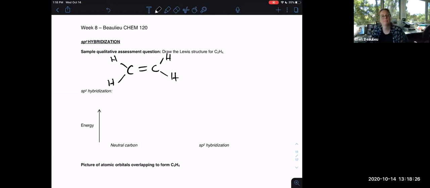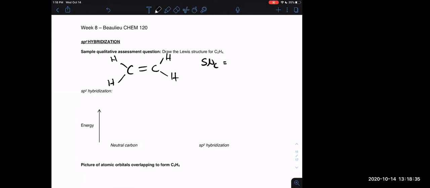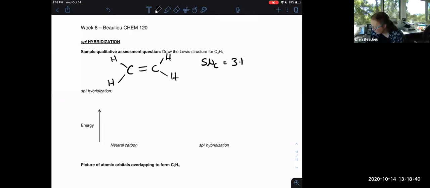Looks like this. What's the steric number for carbon in ethene? 4? No. I have 3 atoms attached and no lone pairs, so I only have a steric number of 3. Remember, it's not the number of bonds to carbon, it's the number of atoms attached. So this carbon is attached to 2 hydrogen atoms and 1 other carbon atom. So 3 plus 0 is 3.